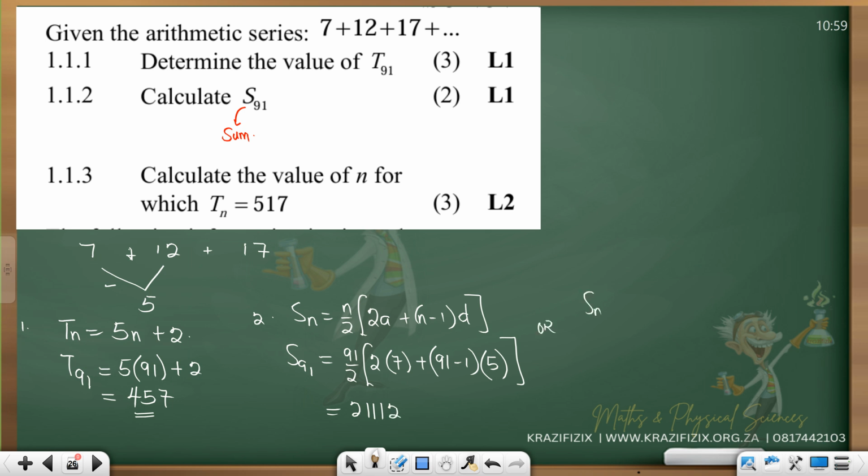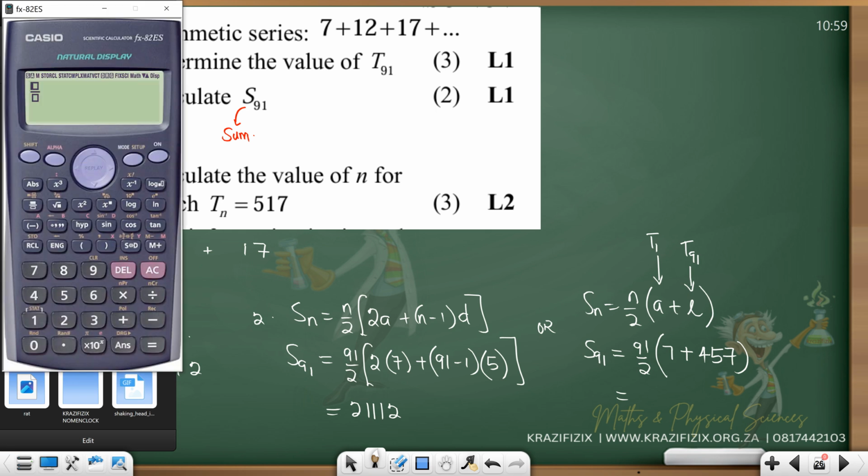Or, guys, since I know the last term, because this is saying S91, do I know my last term? Yes. Do I know my first? Yes. That's why the examiner told us to calculate this. Because this is T91. What is this? T1. Make sense?